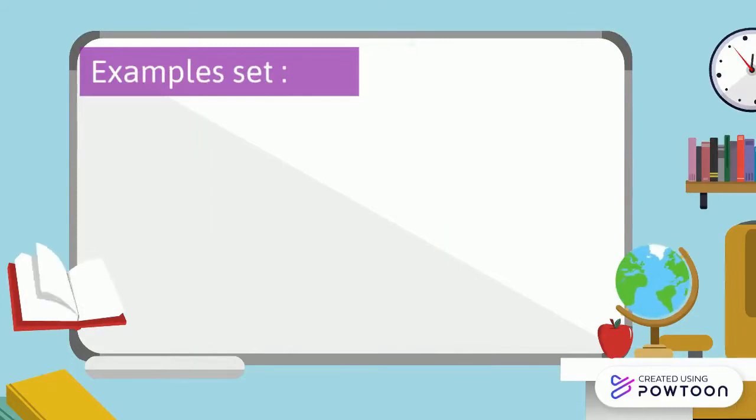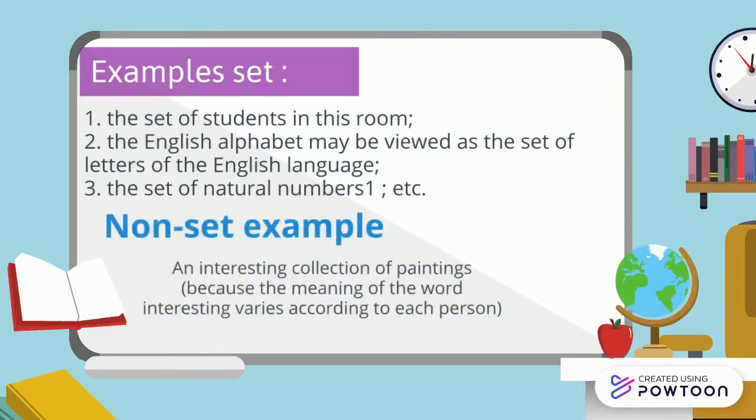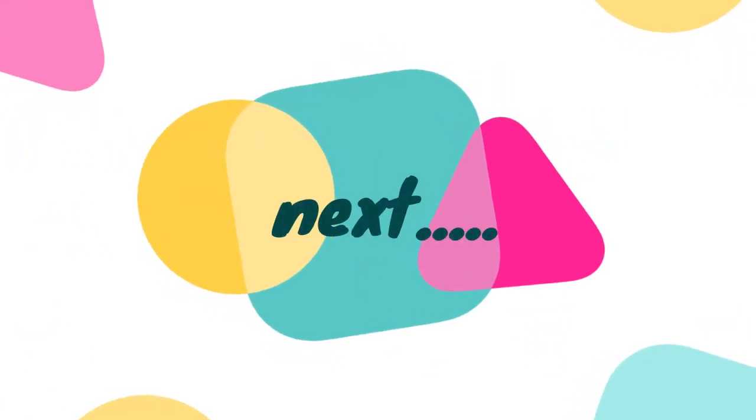Now, examples of a set are the set of students in this room and the set of natural numbers, and an example of something that is not a set is an interesting collection of paintings. Why? Because the meaning of the word interesting varies according to each person.